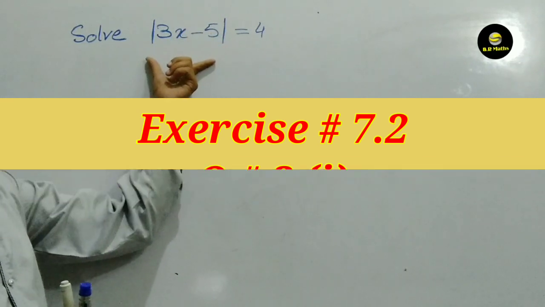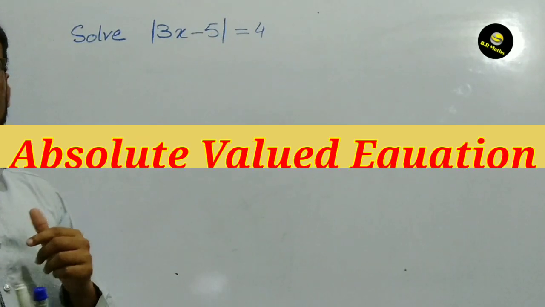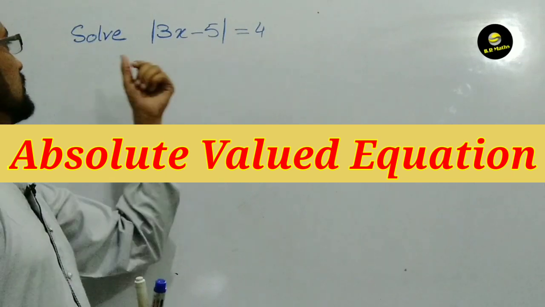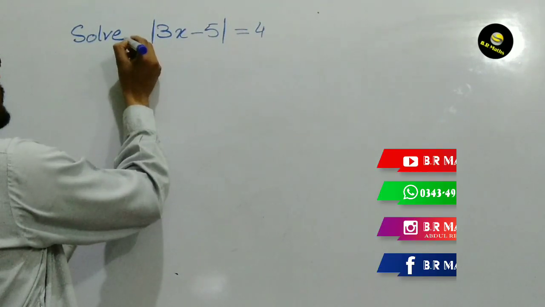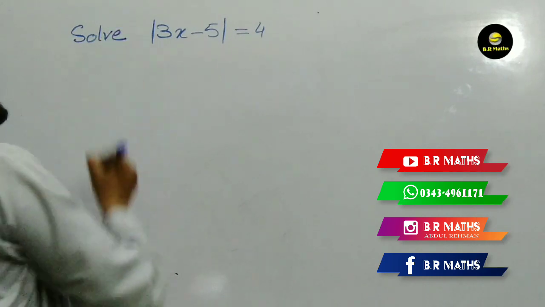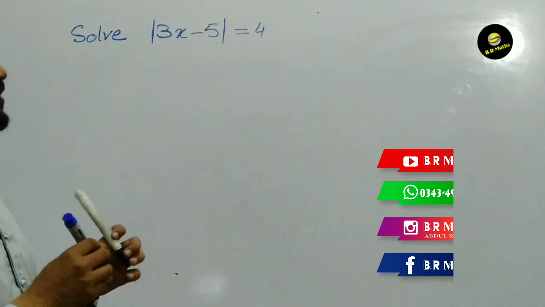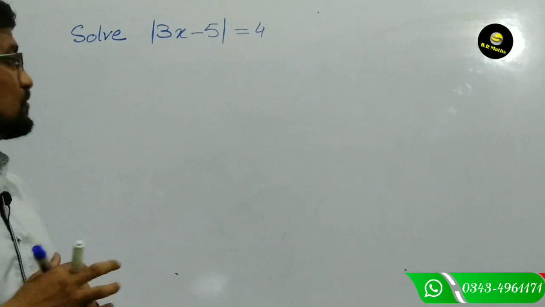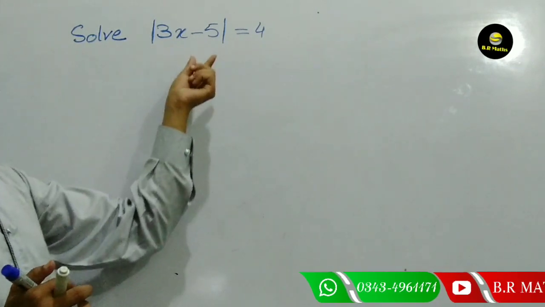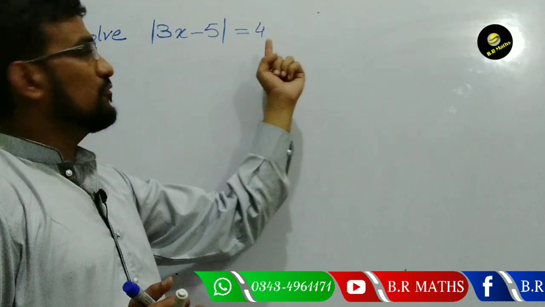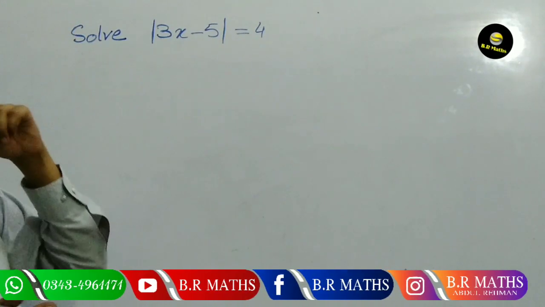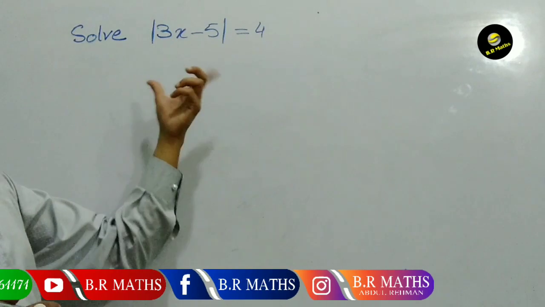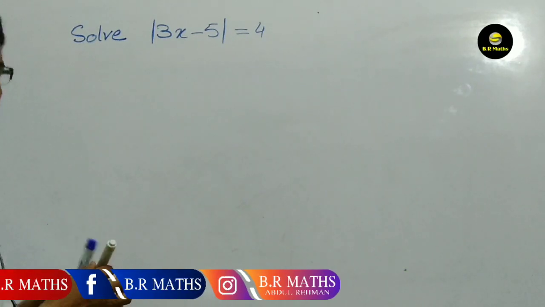Today I will discuss this important question: |3x - 5| = 4. This is the symbol for absolute value. Absolute value represents distance, which is always positive. So |3x - 5| equals 4, and 4 is positive, so this is a possible question. Now let's see how to find the solution.